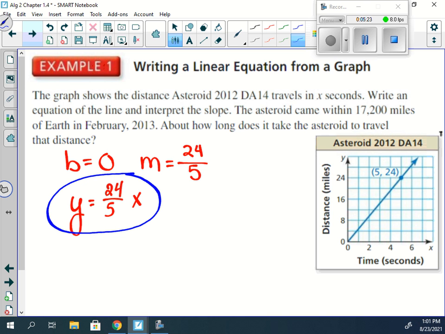So we found the equation of the line. Now we need to interpret the slope. Interpreting the slope is explaining what the slope is telling us. So the 24 over 5: 5 is in reference to time, and 24 is in reference to distance, or miles. So we could say for every 5 seconds, it travels what?